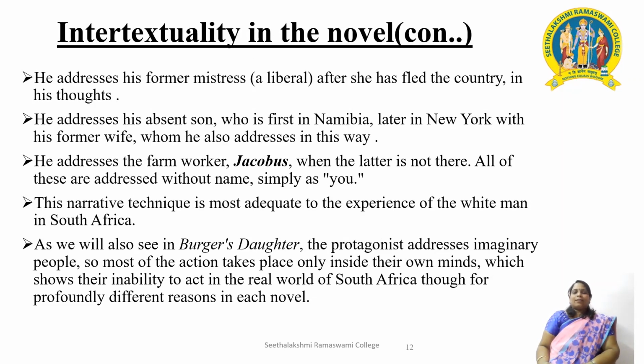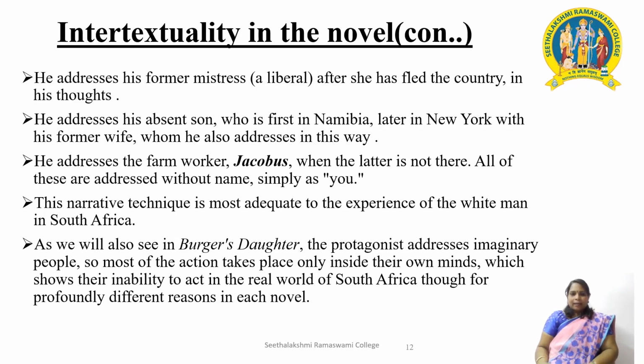So Mehring addresses his former mistress in his thoughts after she has fled the country. He addresses his absent son, who is first in Namibia, later in New York with his farmer's wife, whom he also addresses in this way. He addresses the former worker Jacobus when the latter is not there. All of these are addressed without name, simply as you. As a white man, he doesn't know how to call the Indians and the black people by name, so to avoid that, he wants to call everyone you.